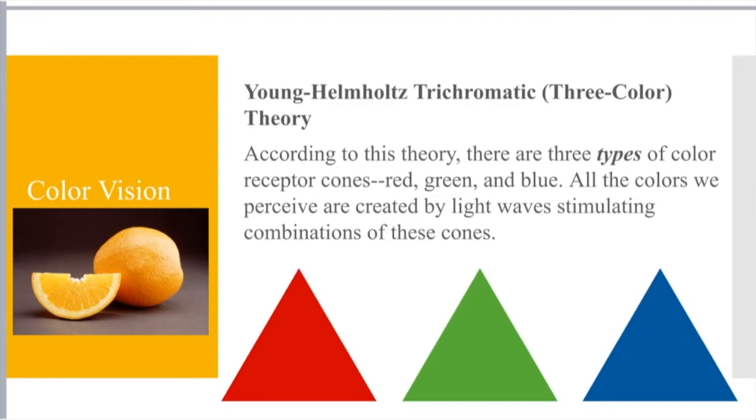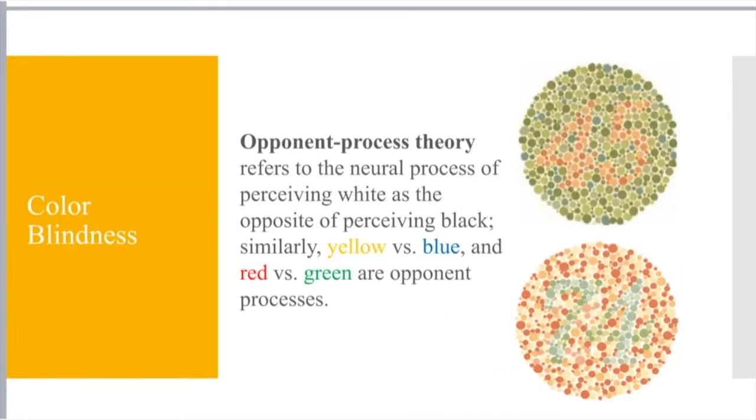So then taking this a step further, we can look a little bit at color blindness and look at the opponent process theory, which refers to the neural processes of perceiving white as the opposite of perceiving black. Similarly, yellow versus blue and red versus green are opponent processes. Looking at these images over here on the right, you probably would know if you were colorblind at this point, but if you can't see the numbers 45 and 74, you may be colorblind, and that's because in these images, green on the top is juxtaposed with that opposite, which is red, and on the bottom, red is juxtaposed with that opposite, which is green, right?